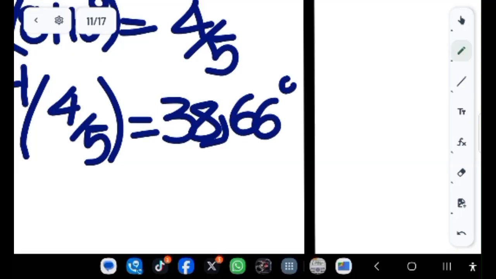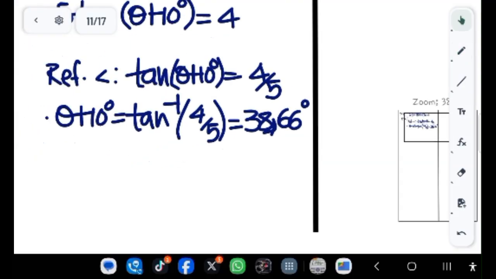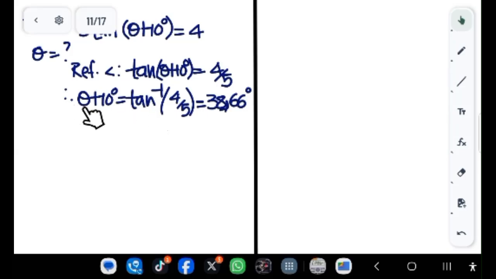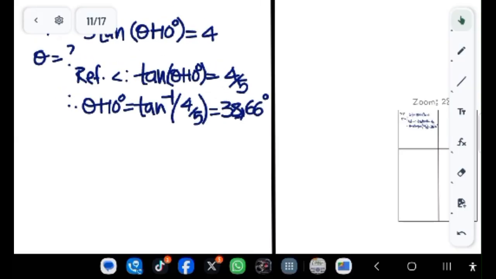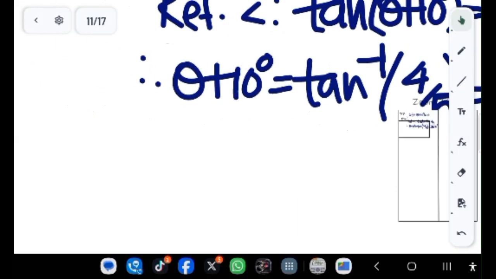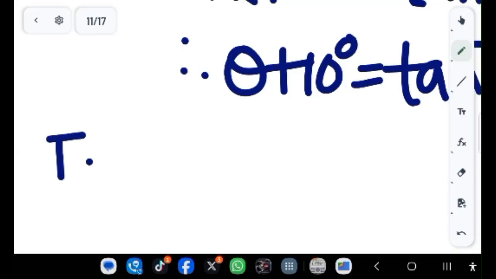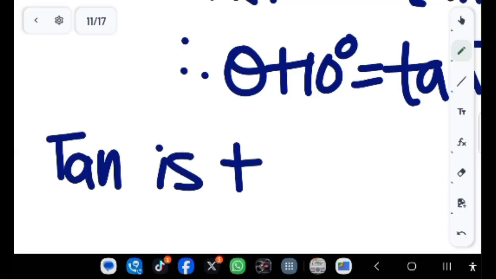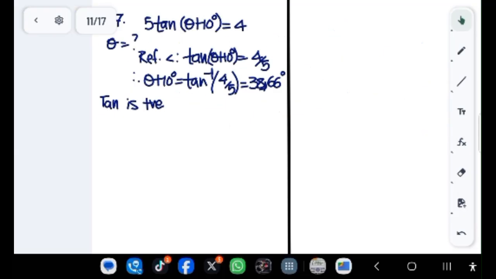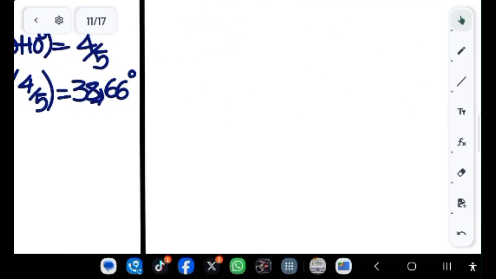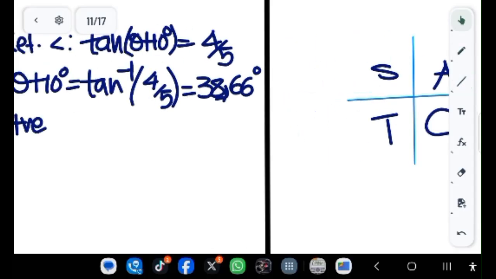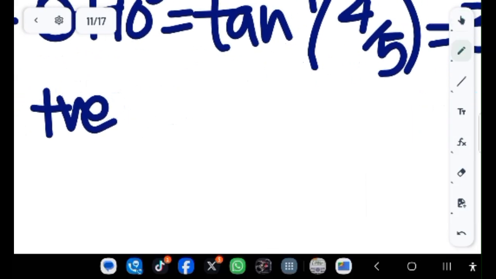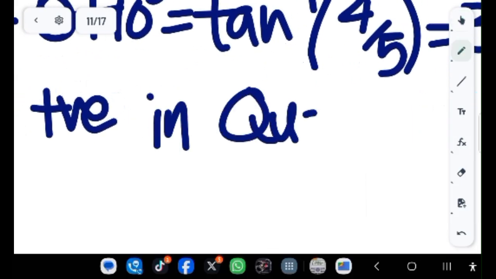38.66 degrees. That's our reference angle. We're doing a reference angle for theta plus 10 degrees. Now, tan is positive in which quadrants? Let's look at the CAST diagram. Quadrant 1 and quadrant 3.